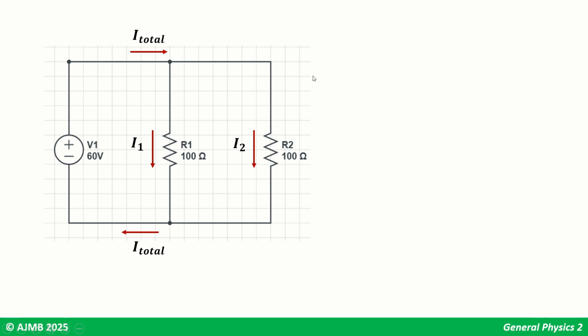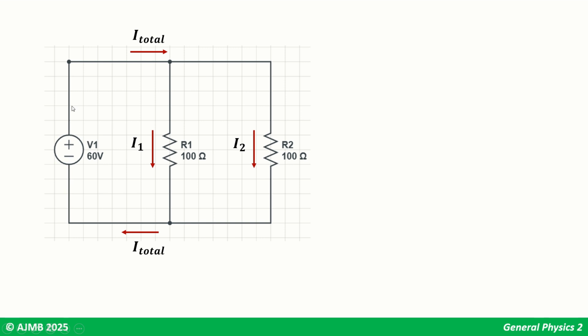Now here is something different. This is a circuit that is in parallel. You have the same rating of battery voltage source, still 60 volts. My R1 and R2 are still 100 ohms, but arranged in parallel now. We are still following the conventional flow of current. My current is coming out of the positive terminal and then going back to the negative terminal.